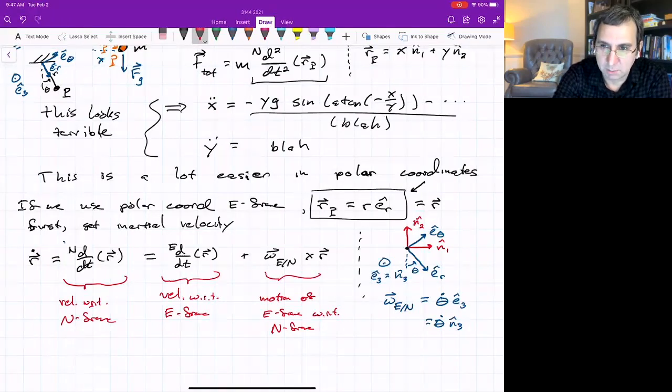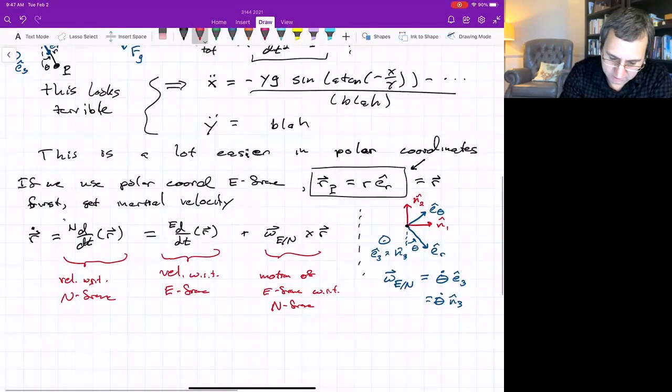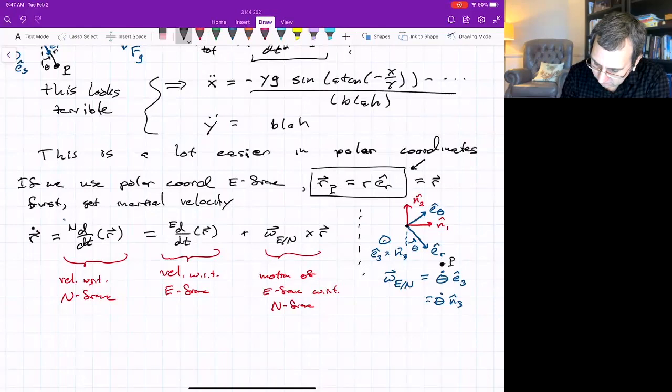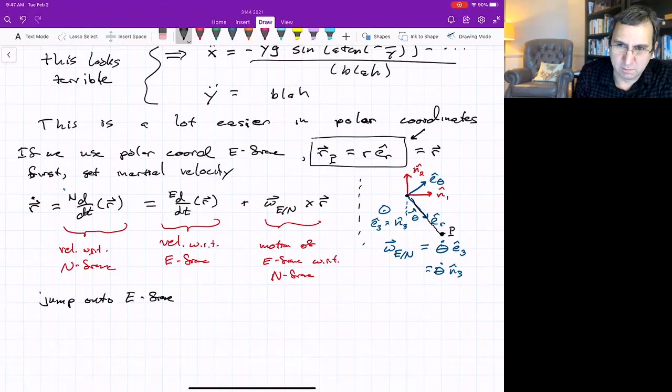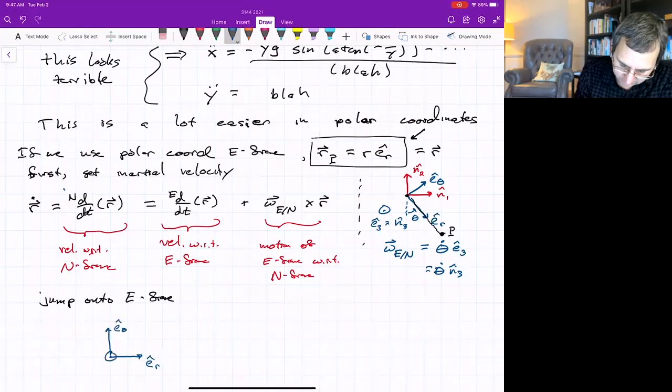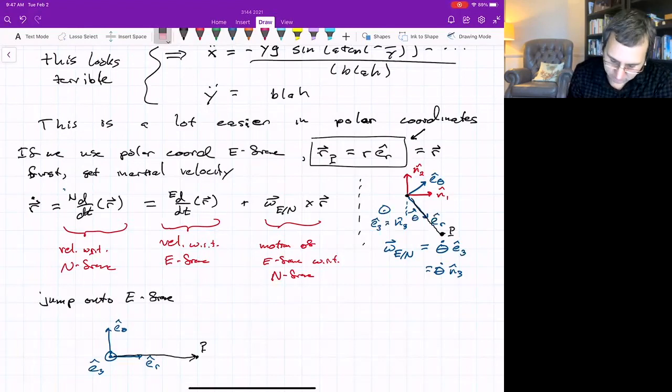So let's just apply this. Here's the particle P in that E frame, but let's just jump onto the E frame to get a better idea of what things look like in this frame. So in the E frame, here's E sub R, and then E theta, and then coming out of the screen, E3. Here is point P. And we're calling this the vector R.